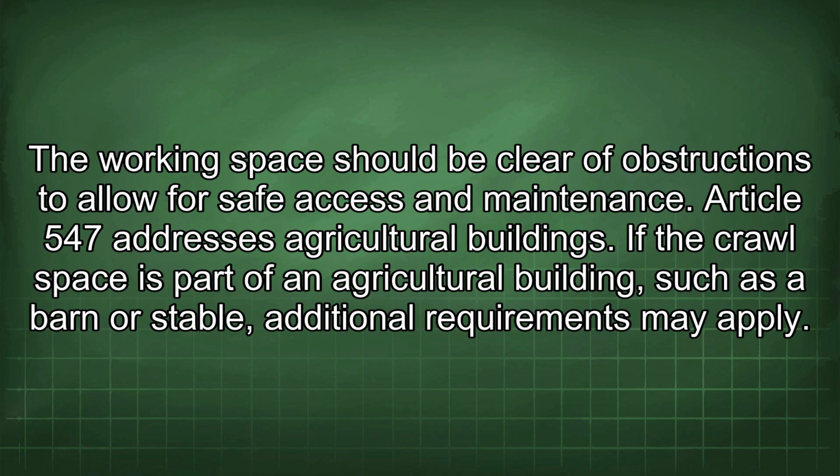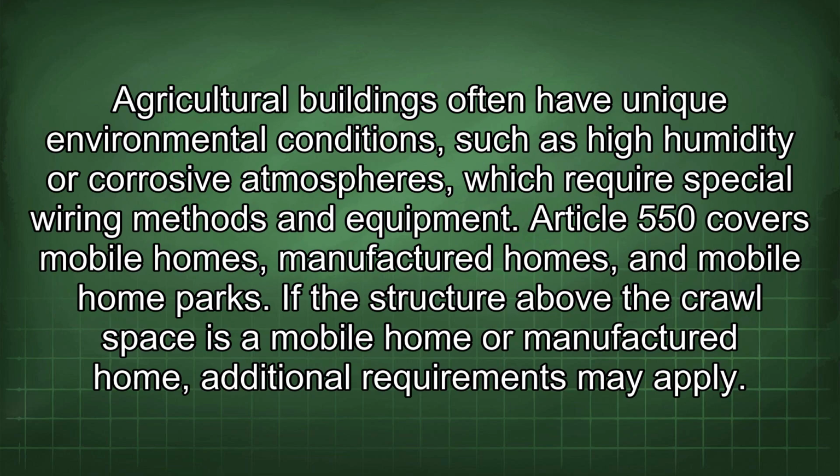Article 547 addresses agricultural buildings. If the crawl space is part of an agricultural building, such as a barn or stable, additional requirements may apply. Agricultural buildings often have unique environmental conditions such as high humidity or corrosive atmospheres, which require special wiring methods and equipment.